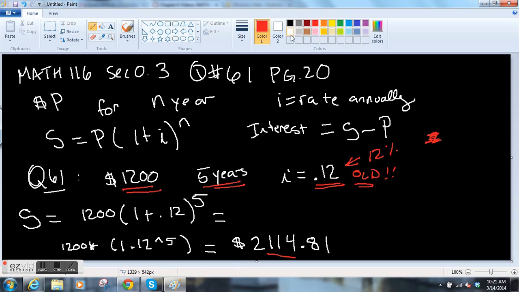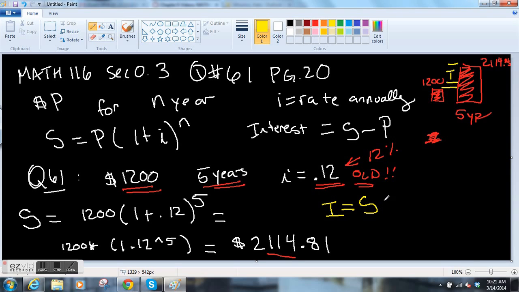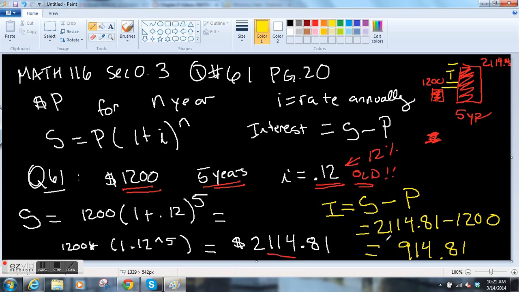So this is the amount of money you have at the end of 5 years. So the question is, how much interest did you make? Well, it stands to reason that you started out with $1,200, and then 5 years later, you have whatever this is, 2114.81. Sorry about my writing. So this difference right here is the interest. To find the interest that you accrued, you take S, the total amount of money you had at the end, minus the amount of money you invested. So S is 2114.81 minus the $1,200 you put into it, and you get 914.81.